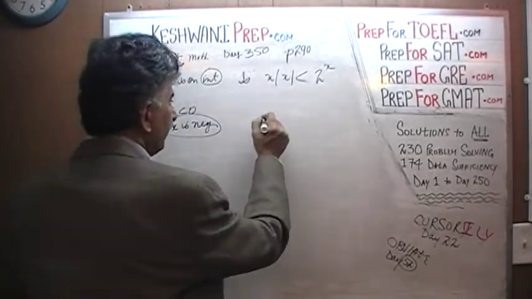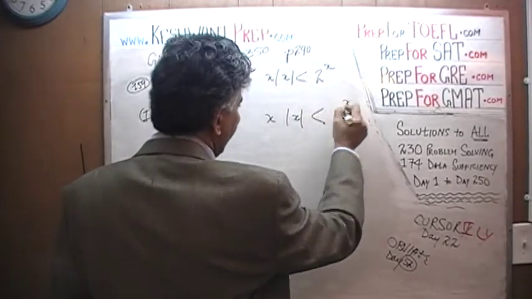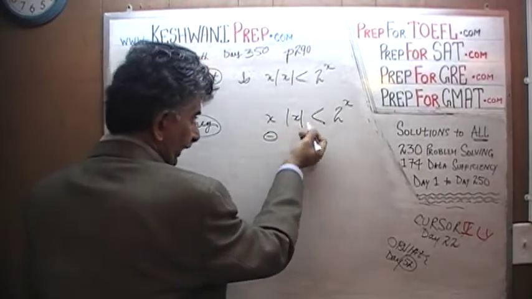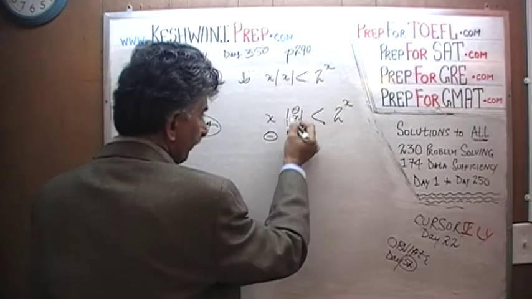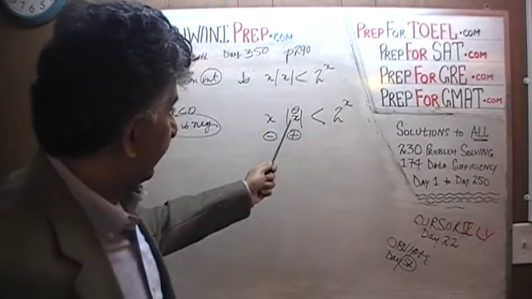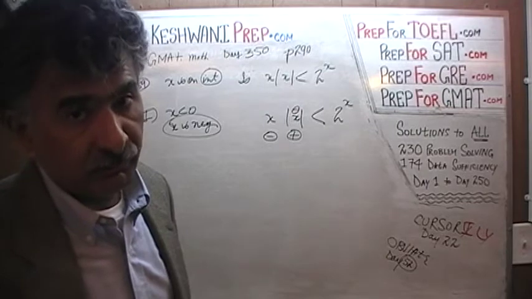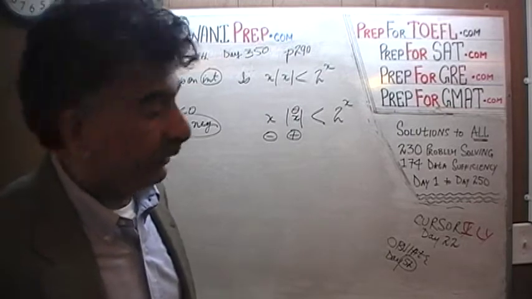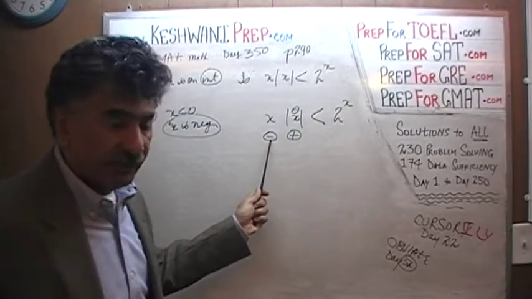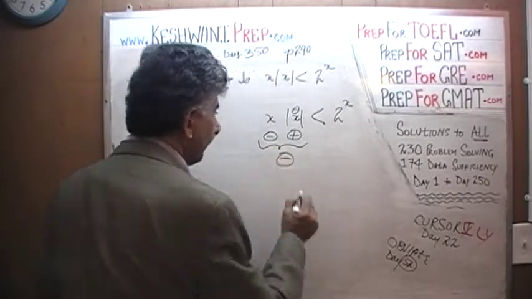If x is negative, we have x times the absolute value of x. Is that less than 2 raised to x? The absolute value of a negative number is going to be positive, which is what absolute value means. So the absolute value of x is positive regardless of whether x is negative or positive. So this quantity is positive. x, we are told, is negative. So negative times positive, the product of these two will be negative.